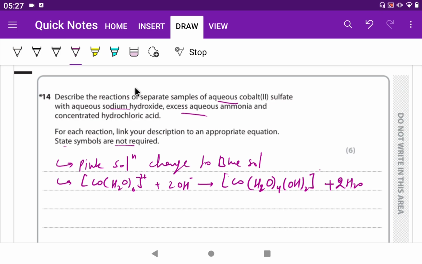And now we are adding excess aqueous ammonia. So what will happen here in this step, the water molecule will be removed, and this ligand will be removed and ammonia NH3 will come.